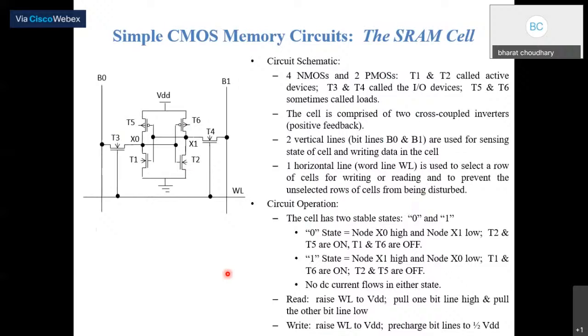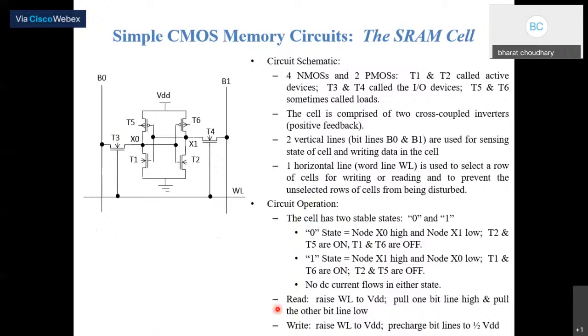So the circuit operation: the cell has two stable states, 0 or 1. When 0 is stored, node X0 is high and node X1 is low. This will be high and this will be the low state. So T2 and T5 are on, and T1 and T6 are off. Similarly, for the 1 state, node X1 will be high and X0 will be low, the opposite situation. So T1 and T6 are on, and T2 and T5 are off. So no DC current flows in either state.